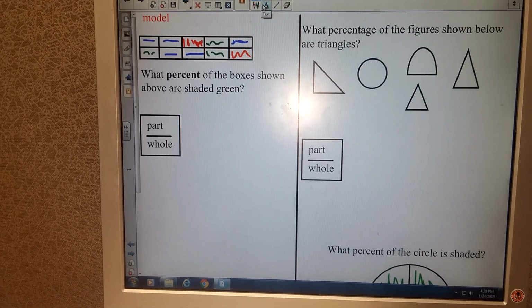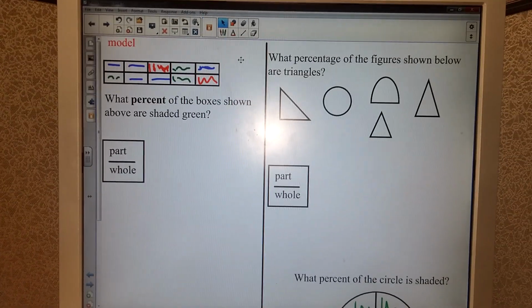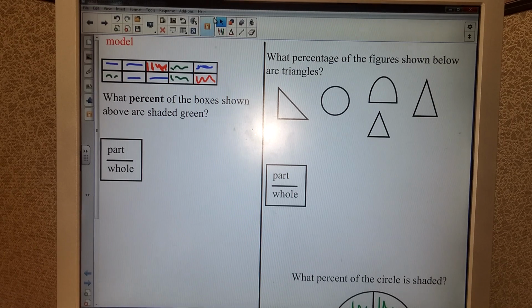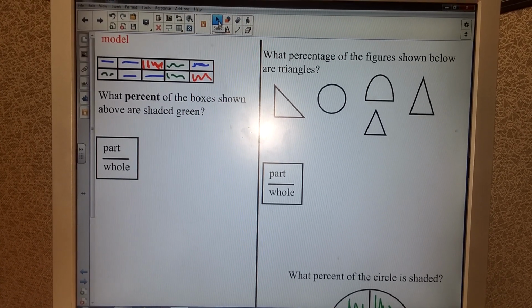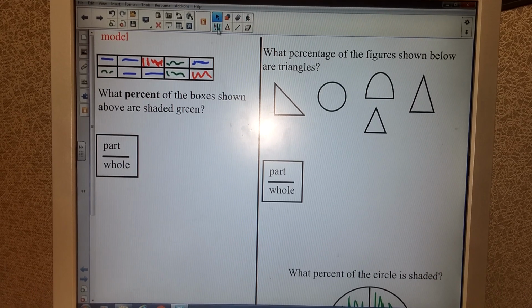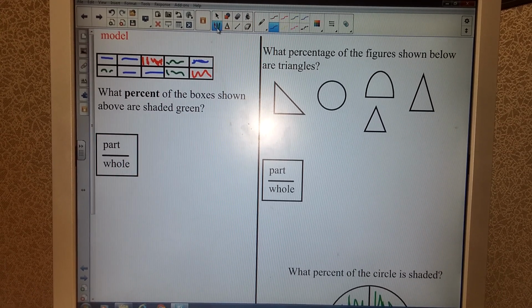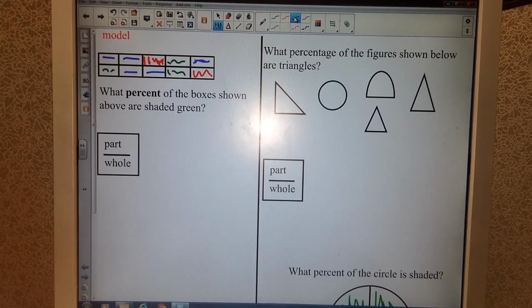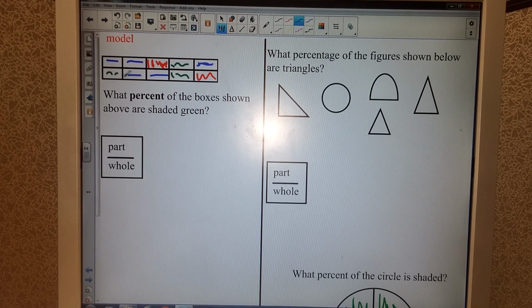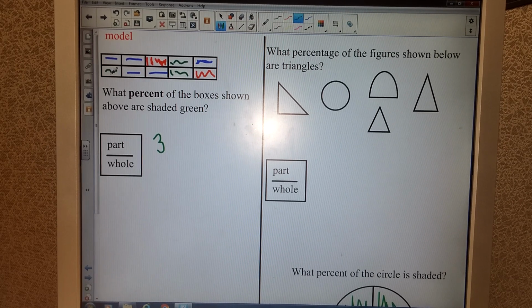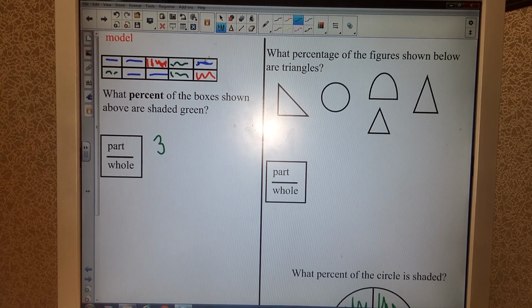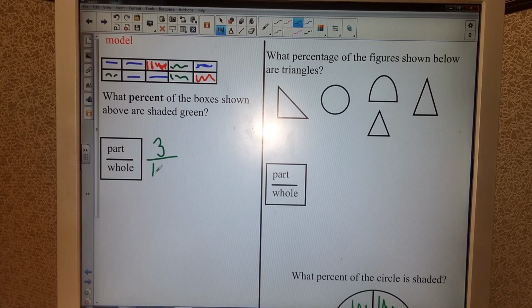Okay, here are 2 problems. Go ahead and find these answers now. Pause the tape. All right, the first problem says, what percent of the boxes shown above are shaded green? First thing let's do, count the green boxes. 1, 2, 3 of the boxes are green out of a total of 1, 2, 3, 4, 5, 6, 7, 8, 9, 10.